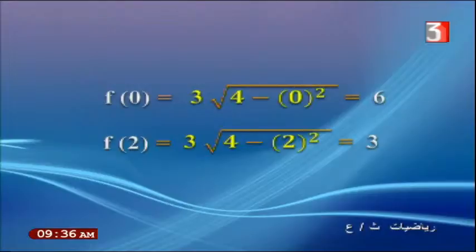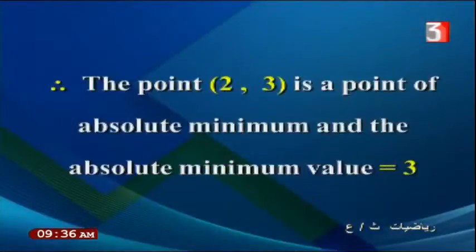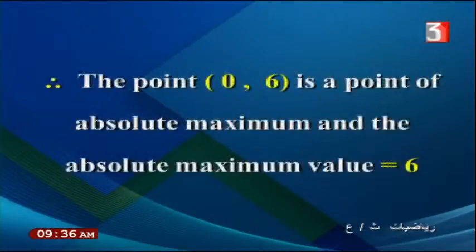Then the point (2, 0) is a point of absolute minimum, and the absolute minimum value equals 0, and the point (0, 6) is a point of absolute maximum, and the absolute maximum value equals 6. Another example.